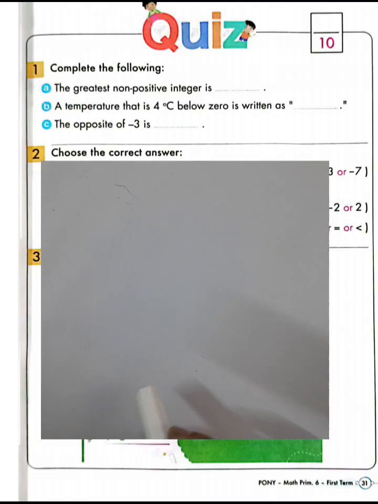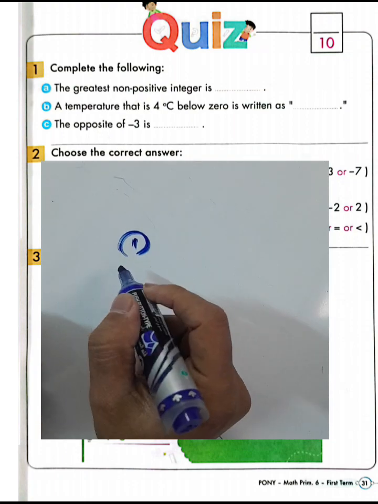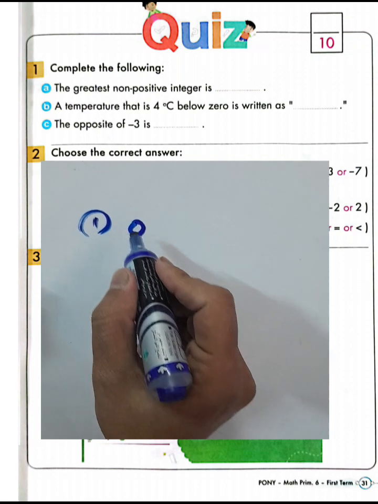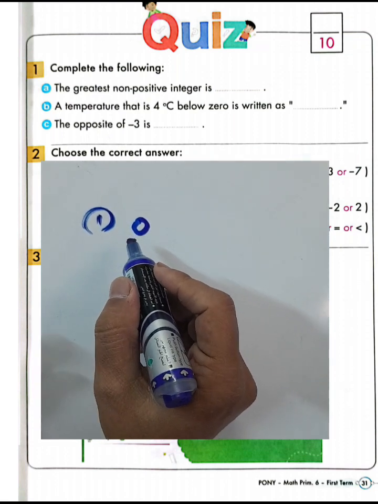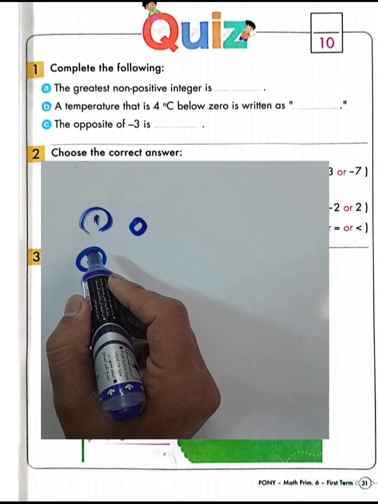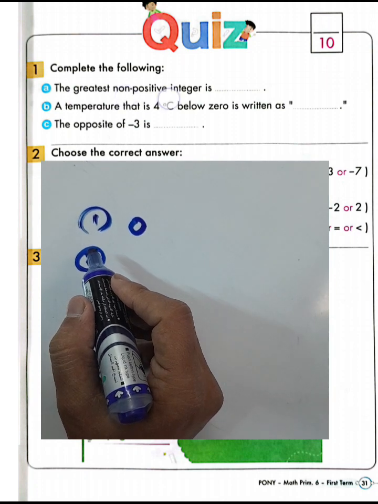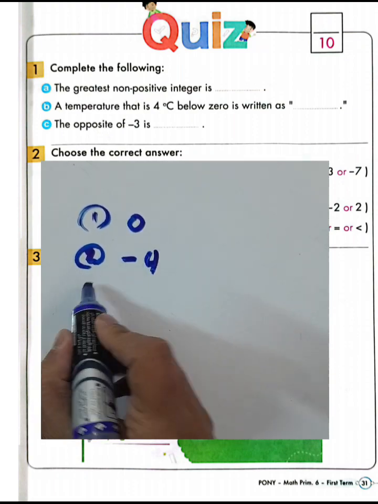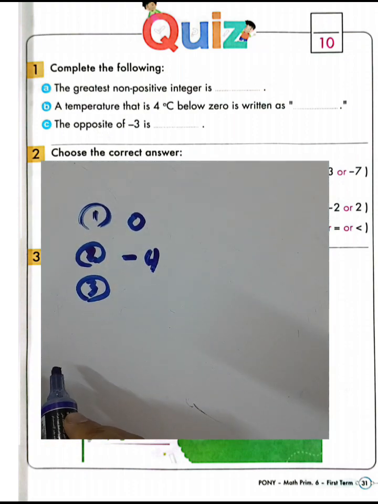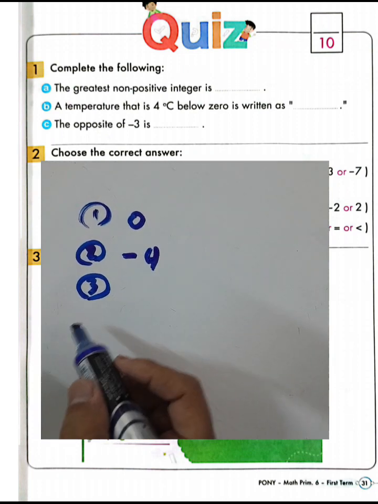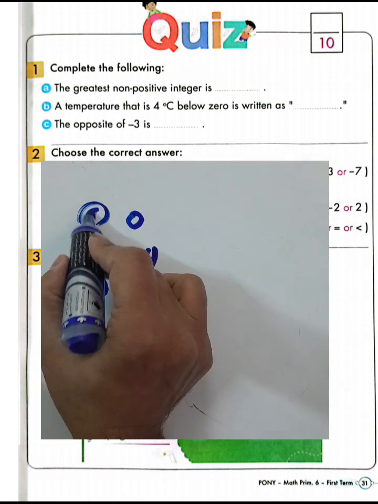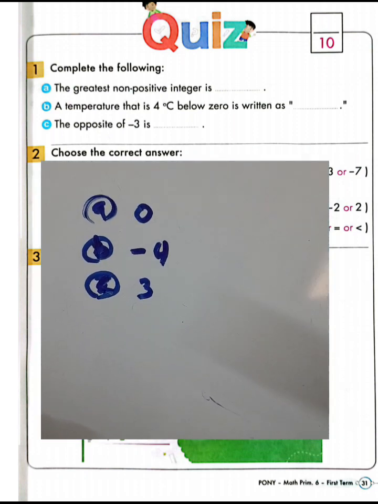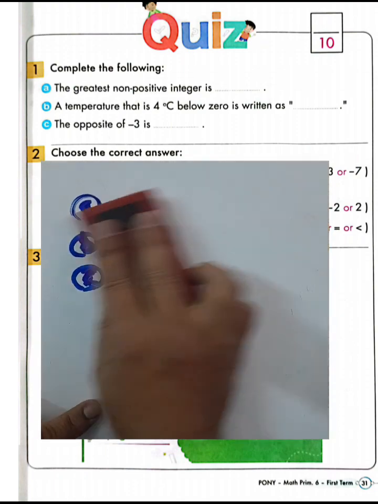Page 31. Look with me at this example. The greatest non-positive integer is 0. 0 is neither positive nor negative. Question number 2. A temperature that is 4 degrees Celsius below 0 means negative 4. Question number 3. The opposite of negative 3 will be 3. It was question letters A, B, and C. Understood? The opposite of negative 3 will be 3.